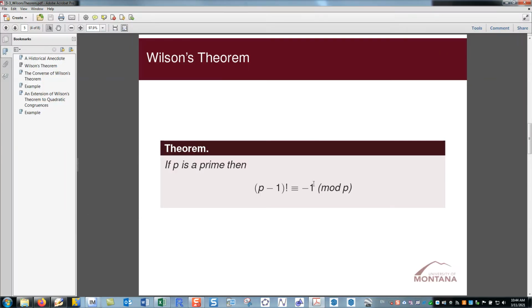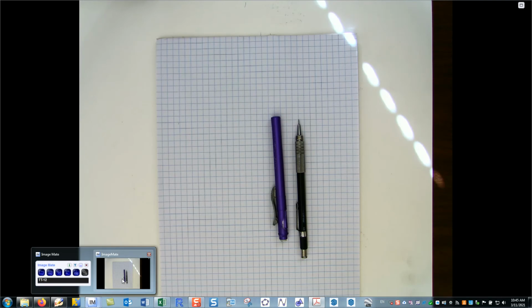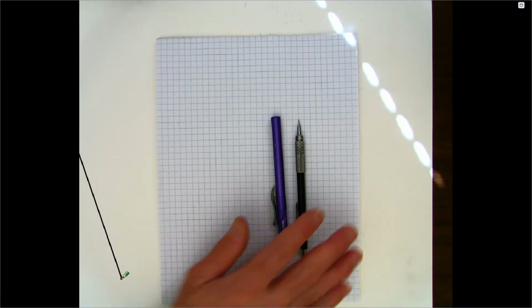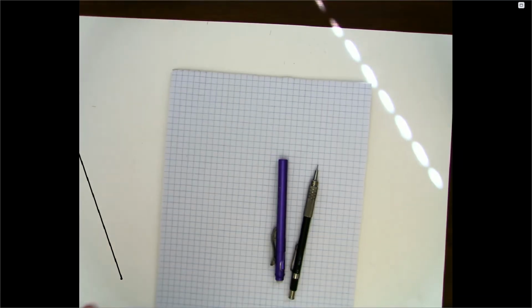We should probably prove this. Let's go ahead and review the proof that Lagrange submitted for this. So here we go. See if I can get this a little bit bigger.